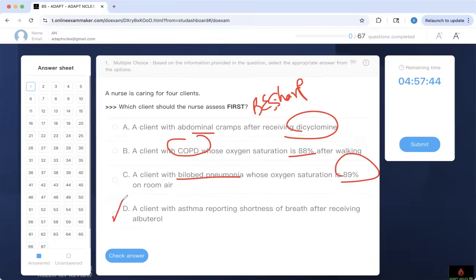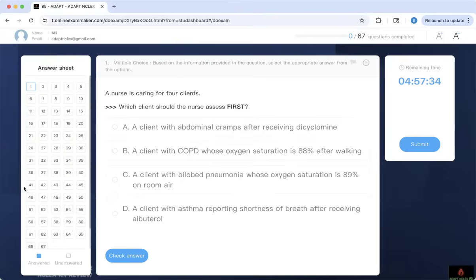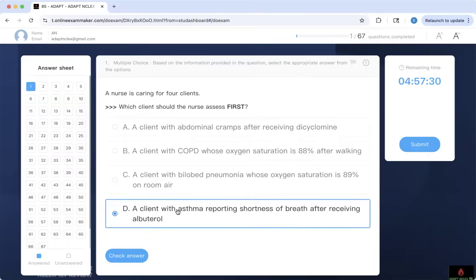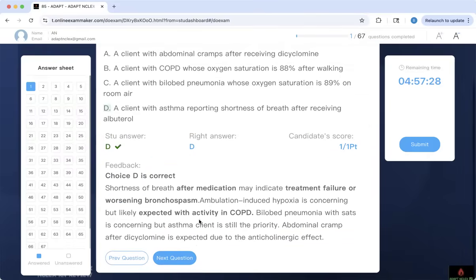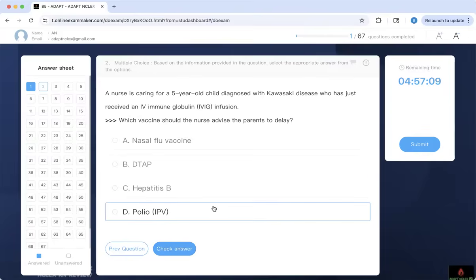What do you think? Asthma patient, if I give you albuterol, you should do better. What is happening? Shortness of breath. Bad problem. We need to see that patient. Patient is not doing well. Number 1 is that.